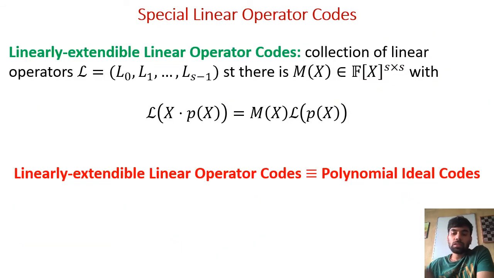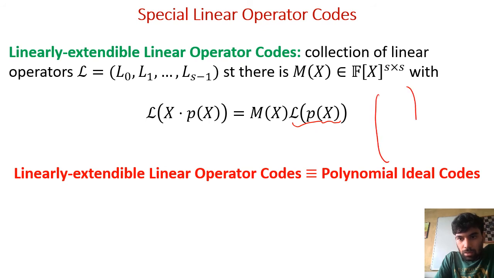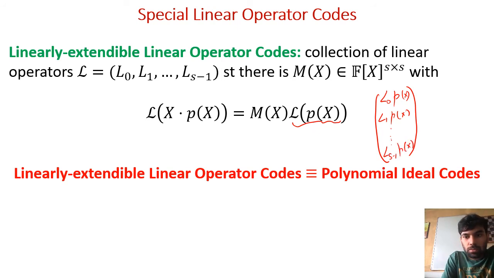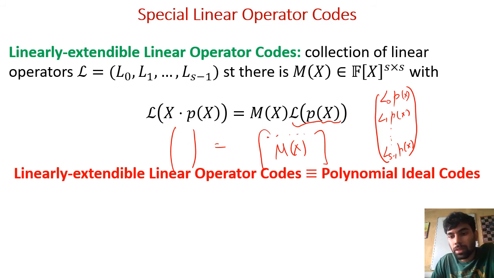There is something more than that. The linear operator codes we saw in the previous slide are actually a very specific family of linear operator codes. They have this nice property of linear extendability. What this means is that if you are given this vector, by this notation I just mean this vector where you are given L0 p(x), L1 p(x), all the way up to L(s-1) p(x), and you want to find out the vector which corresponds to the polynomial x times p(x). So this is another vector. Then this can be given by just multiplying a matrix M(x), where each entry is a polynomial, so it is a matrix in the formal variable x, times this vector.